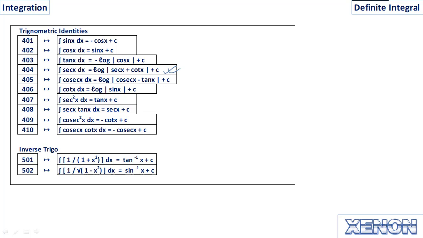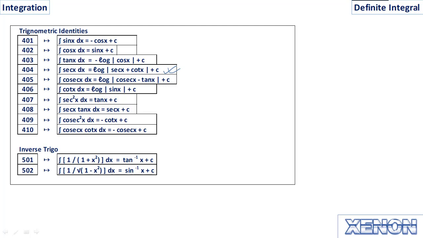Integration of sec square x dx equals tan x. Actually, the differentiation of tan x is sec square x. So, the integration of sec square x dx equals tan x plus c. Right? Now, integration of sec x tan x dx equals sec x plus c. Actually, the differentiation of sec x is sec x tan x. So, the integration will be sec x plus c.